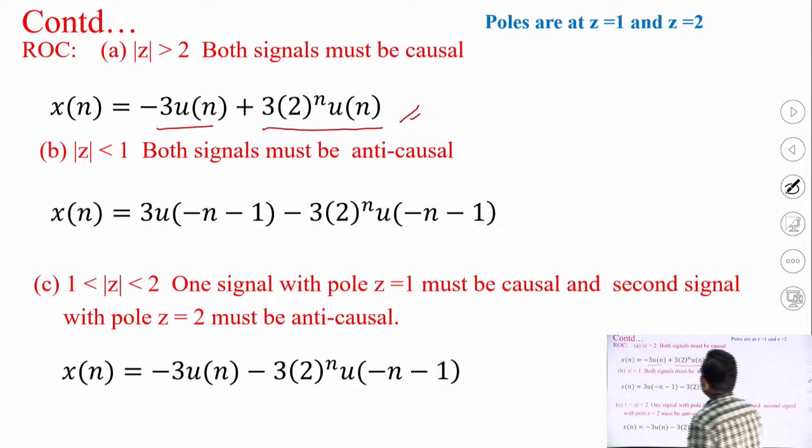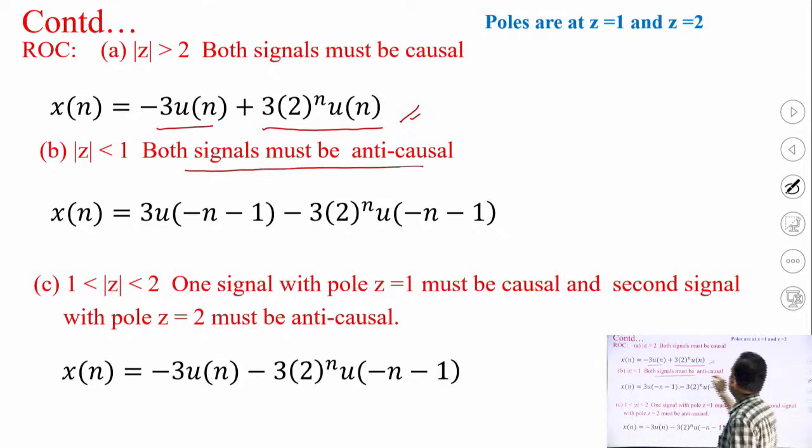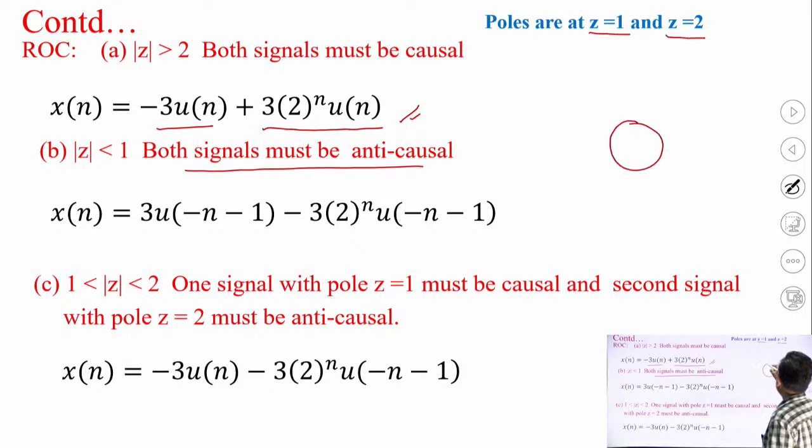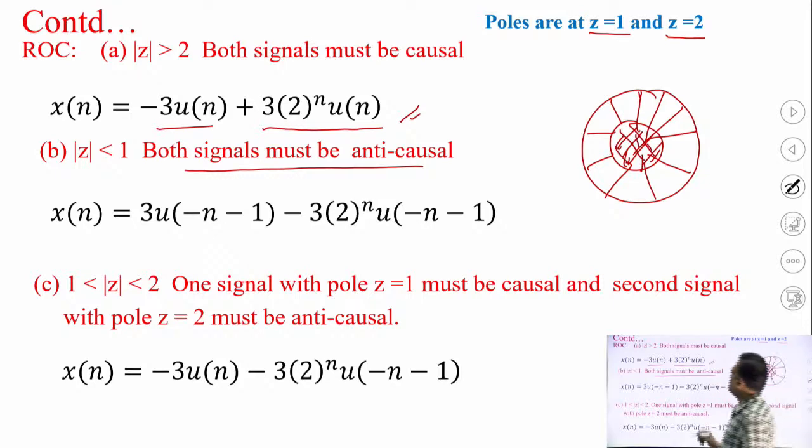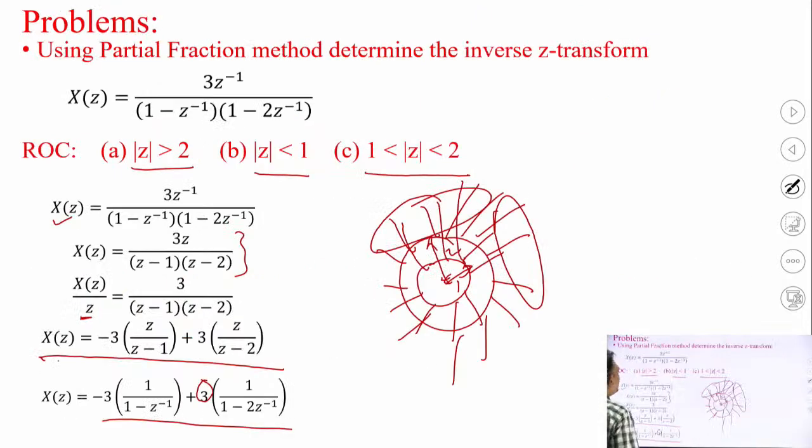Okay. Second solution, mod z is less than 1: both signals must be anti-causal, because poles are at z equals 1 and z equals 2. So for z equals 1, let us suppose this circle will be there, and for z equals 2, let us suppose this circle will be there, and you want the ROC here. Okay. So this ROC will be here only when this solution is anti-causal, and also this solution is anti-causal. So for both these terms we will write the anti-causal formula.